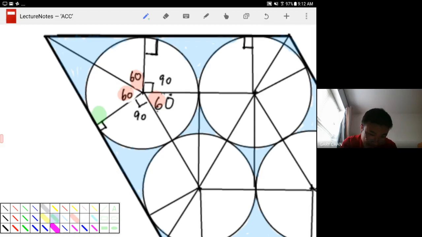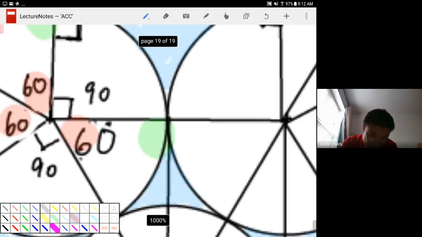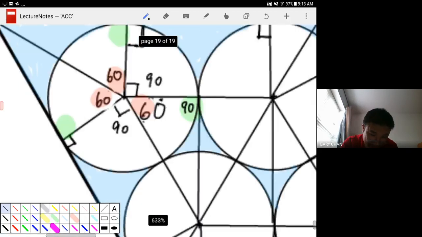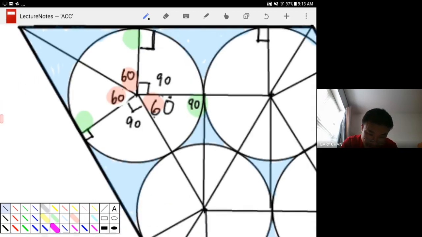What's the measure of that angle? 90. This must be also how much? 90. Because this line cuts right down the middle of the equilateral triangle, that angle in green here must also be how much? 90. Must also be 90. That's right. That must be 90. Okay, so we have two. That means we have two angles.